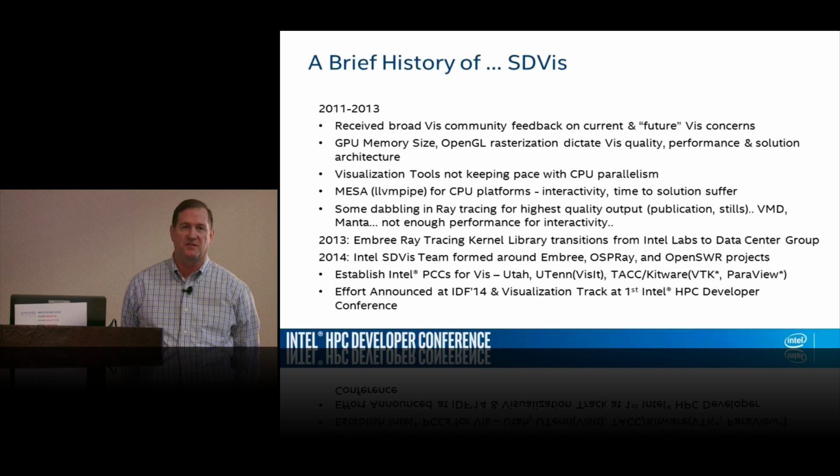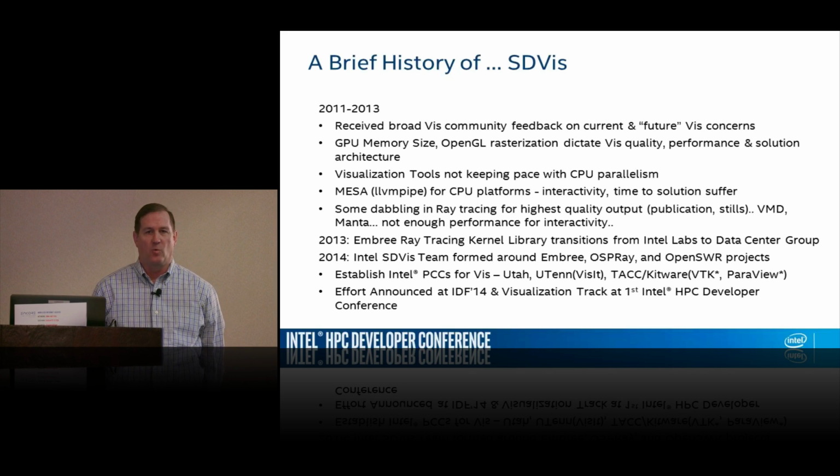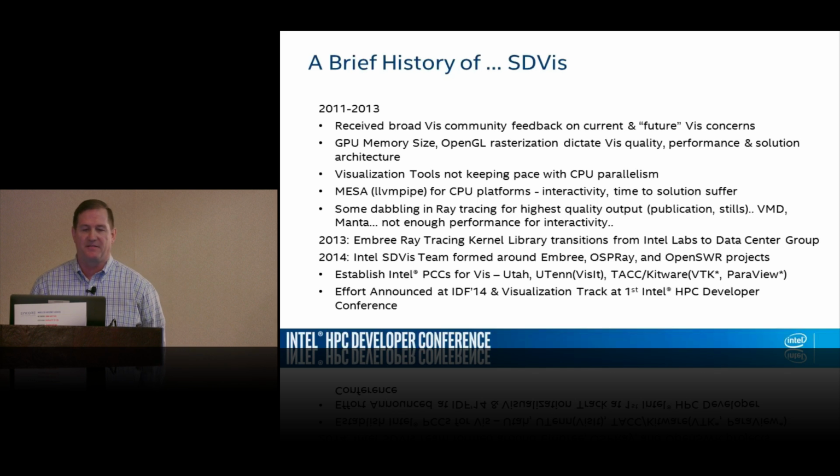We have some serious concerns about where the state of visualization is. In particular, the fact that it was very GPU-centric. Therefore, the data sizes really had to somehow be figured out how to fit into a GPU and GPU memory. And OpenGL alone was really dictating what the visual quality is, although some people were dabbling in ray tracing, including John Stone, who's in the back there, one of the leaders in bringing ray tracing quality into the picture.